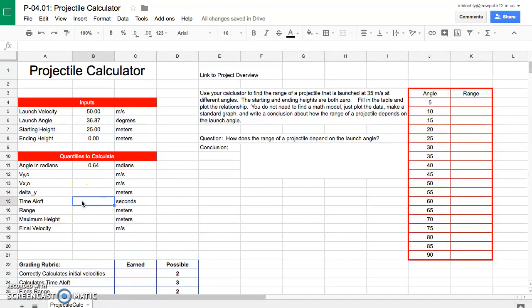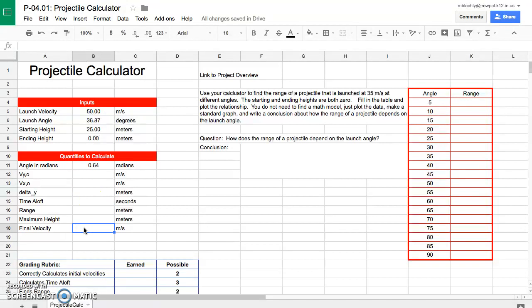And then here's where it gets complicated. You're going to have to write a formula to solve the quadratic equation to find the time based on delta y, the velocity initial in the y direction, and of course the acceleration due to gravity. Once you know the time aloft, you can calculate the range. To find the range, you will use the time that it's in the air and the velocity initial in the x direction. You can find the maximum height and the final velocity.